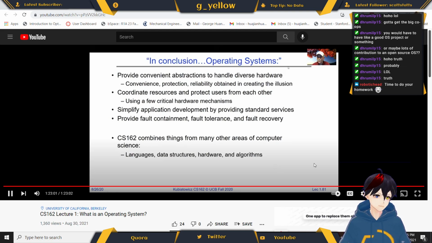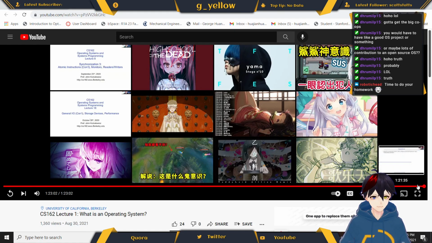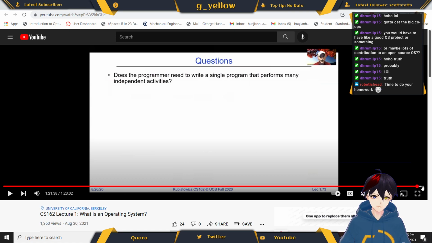Cool. Well, that was between 1.5 and 2x speed plus some skipping.